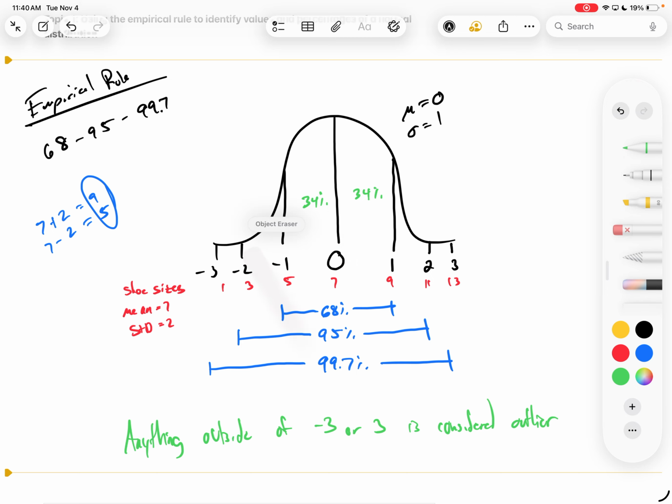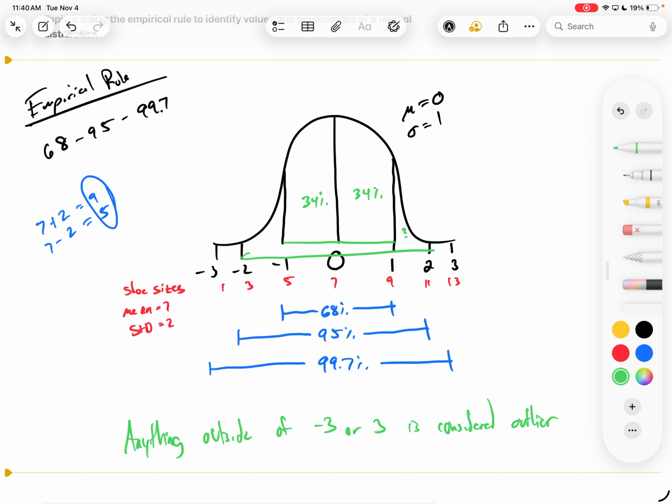Can anybody tell me how to find how much is in this one right here? If I know this is 95 and this is 68, how much is in that one right there? Tell me how to find it. You don't have to tell me what it is.